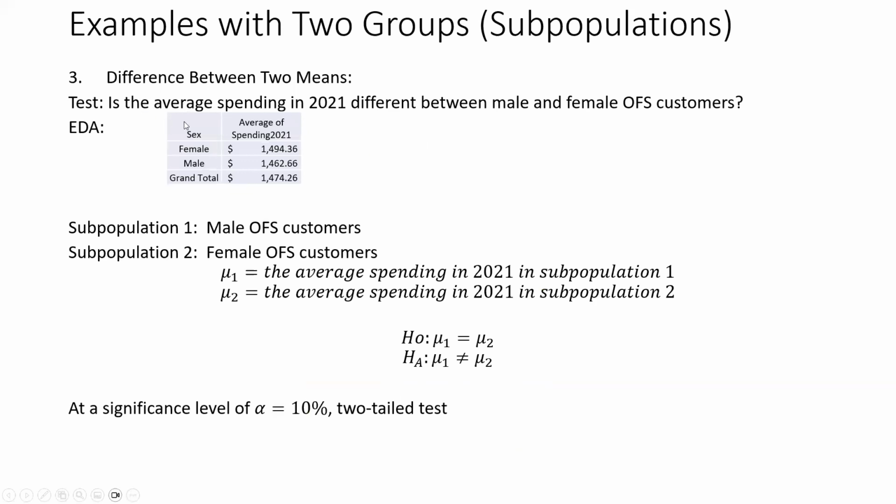In this one, we're looking at the average spending between males and females. We already set up the two populations. We identified what the parameter is in each population. Now it's just a matter of setting up the question as a mathematical inequality. So is the average spending in 2021 different between male and female customers? That question becomes my alternative.